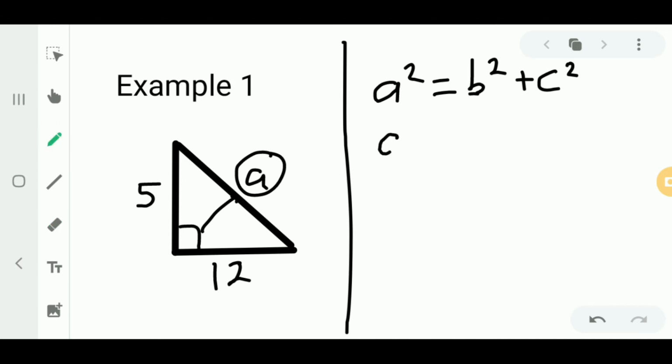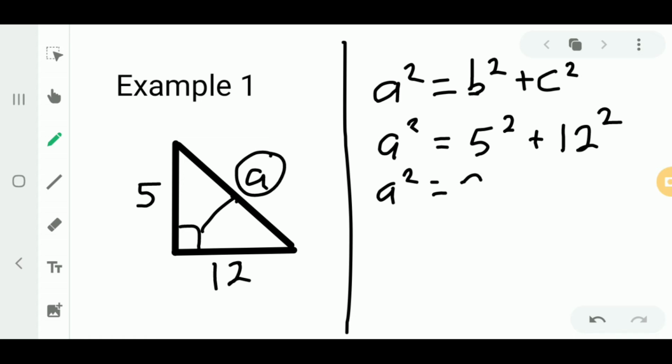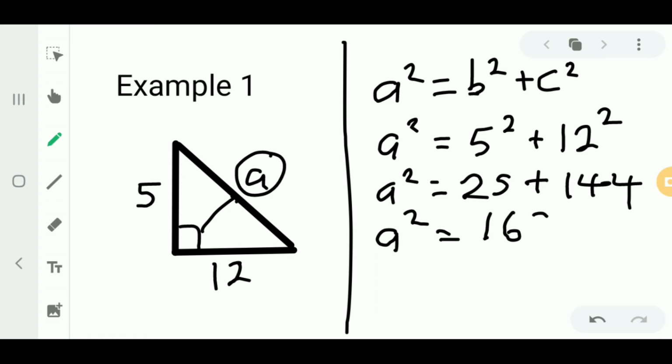So we're finding A, and we don't know what A is, so we're leaving A squared alone. B, in this case, we're going to say B is 5, so 5 squared plus C, we're going to let C be 12, which is 12 squared. Now we write back the A squared. Now 5 squared, that's 25, plus 12 squared, which is 144. So we write back the A squared again. 144 plus 25, that gives you 169.